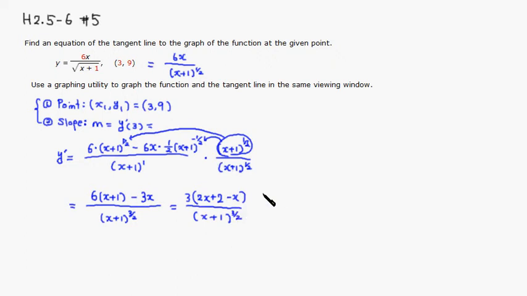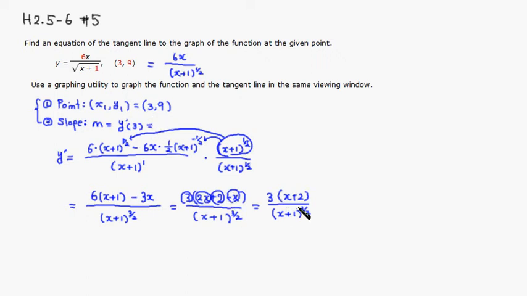Alright, then you can see that we can clean up a little bit further. I have 3, and then 2x minus x would be just x. Then you have plus 2, right? Then you have quantity x plus 1 raised to the 3/2 power. All right, so that's the derivative. Now we can find the slope.